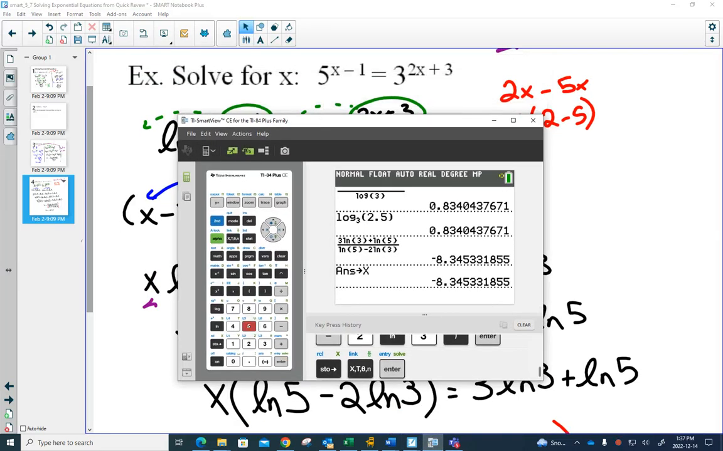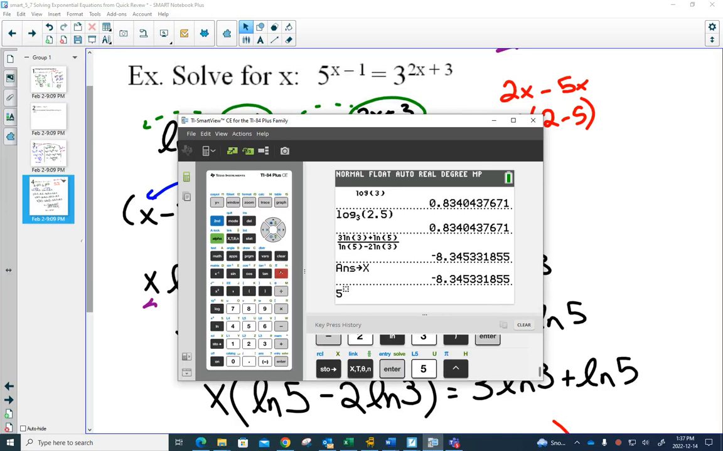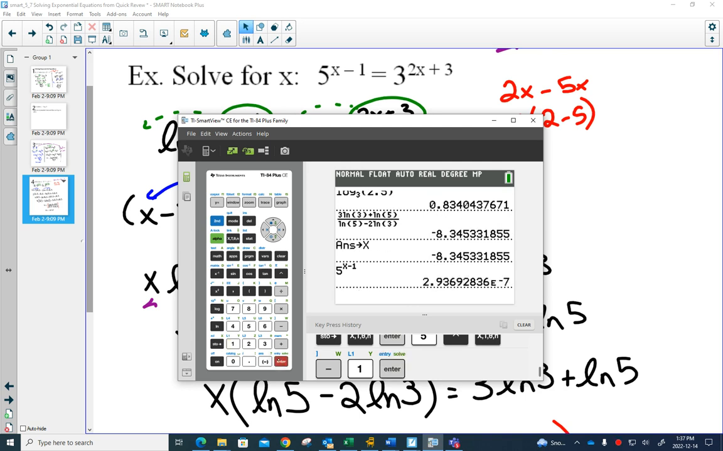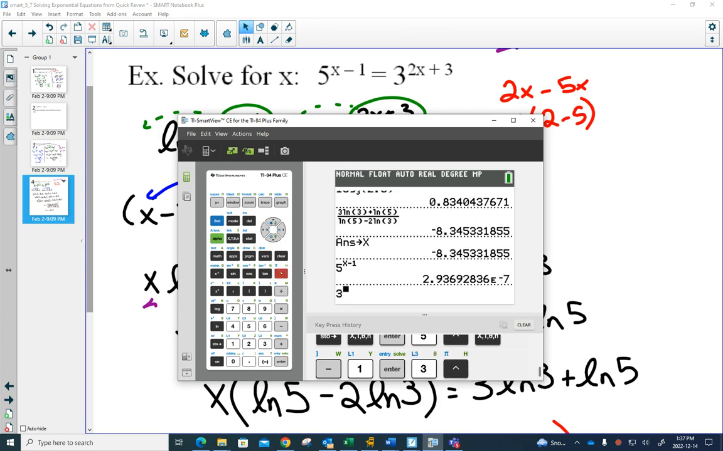which was on the left 5 to the exponent of x minus 1. Again, if you don't have a calculator that puts it up an exponent, you're going to have to put that exponent in brackets. I push enter. That's equal to 2.93 times e to the minus 7. On the other side, I type in 3 to the 2x plus 3. If this matches up to also 2.936 e to the minus 7, then I know that I've got it right.